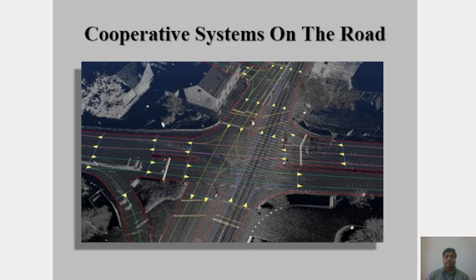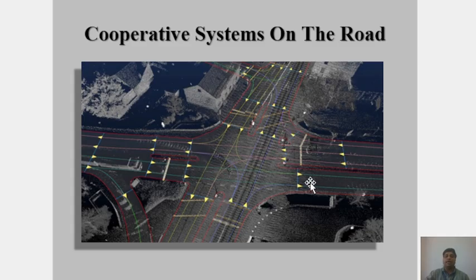So this is the communication system on the road, where we are able to establish communication between different parameters. If you can see, this is an intersection.